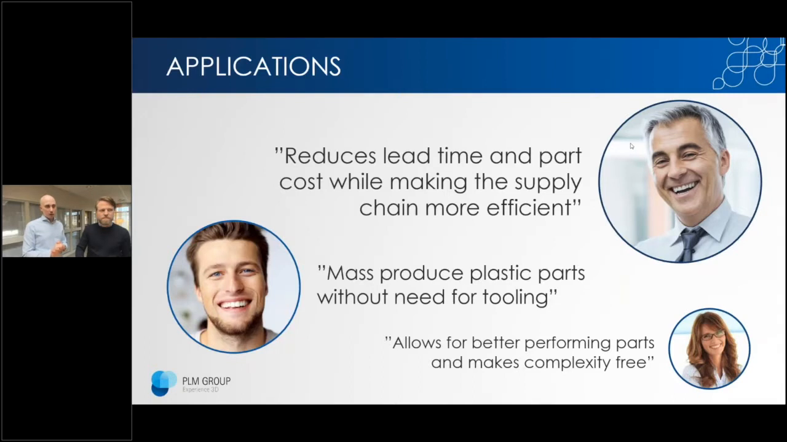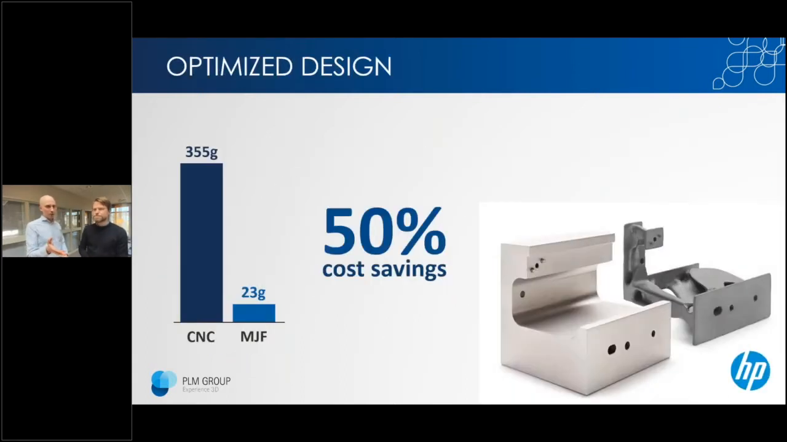A good example of this is actually from HP themselves. They are now printing many parts for their own 3D printers. This is a part from one of their machines. It used to be milled in aluminium. It's some kind of cartridge. But they were able to reduce the weight of the part from 355 grams to 23 grams, which is like 95% or something. And also cut the cost of this part in half.